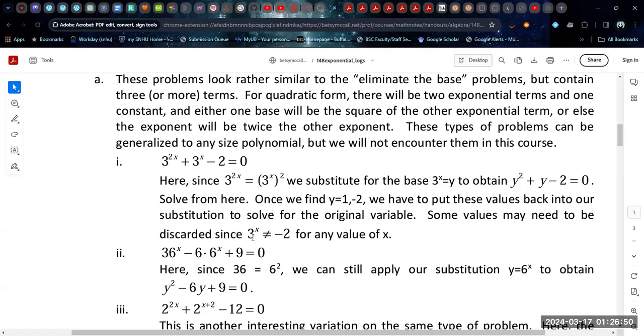Exponentials without a negative in front of them are always positive, and so it's impossible for 3 to the x to equal negative 2, and so we can throw out that as a possible solution. But when 3 to the x is equal to 1, we are going to get a solution, and it's going to be x equals 0.